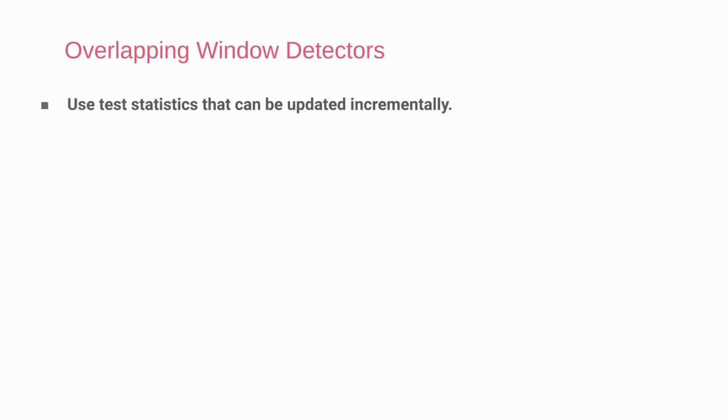The alternative is to use these overlapping window detectors, and these use test statistics that are updated incrementally, which is important because we're performing a test at every time step. So it's important that that's not an expensive procedure and that we can do it in this incremental manner.